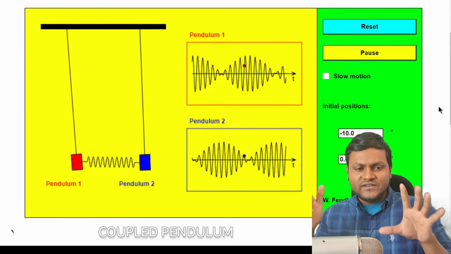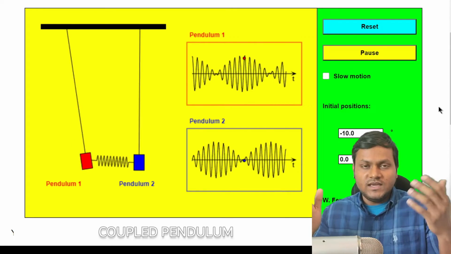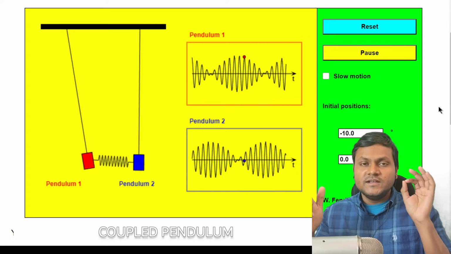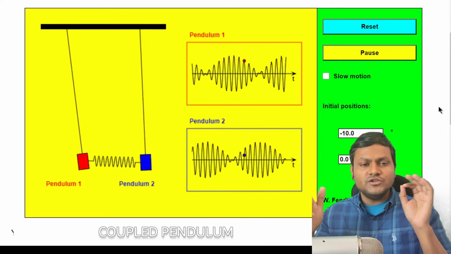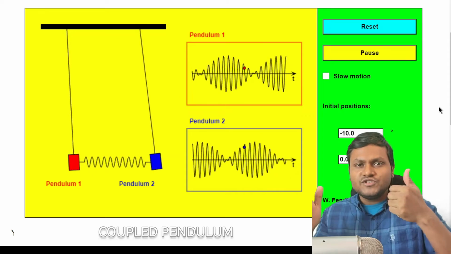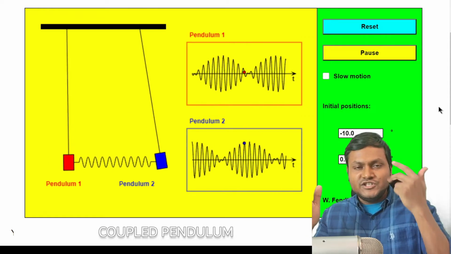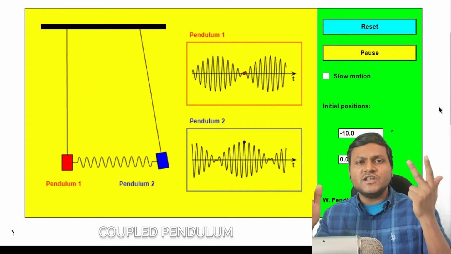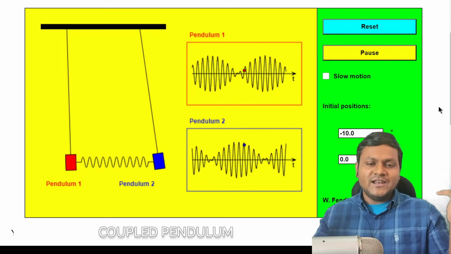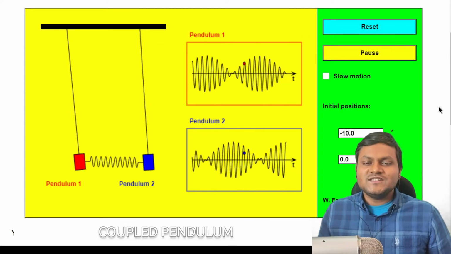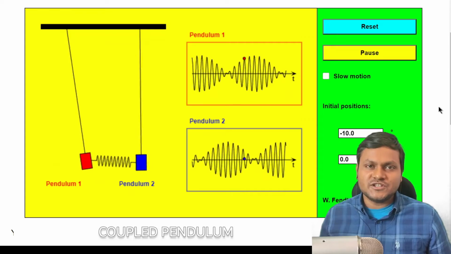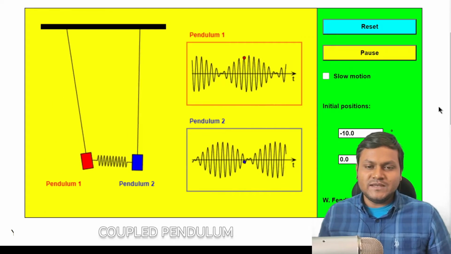So can this kind of a system execute SHM? Yes, they can under certain specific initial conditions. So we're going to take a look at the Lagrangian approach, the equations of motion, the general solution, the peculiar behavior of the general solution, and normal modes and normal frequencies. So let us explore the beautiful relationship that exists in a coupled pendulum system. Let us start.